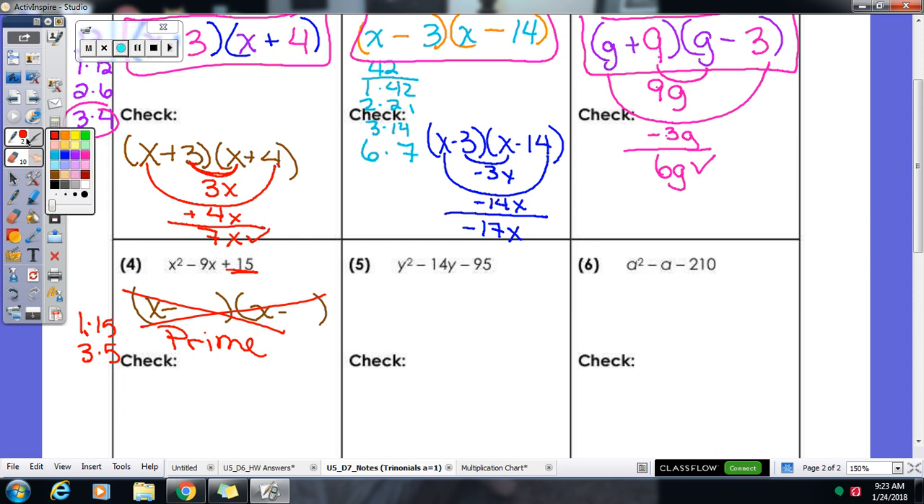Oh, because it's like prime is a positive number. Mm-hmm. So prime is what we call ones that are not factorable.